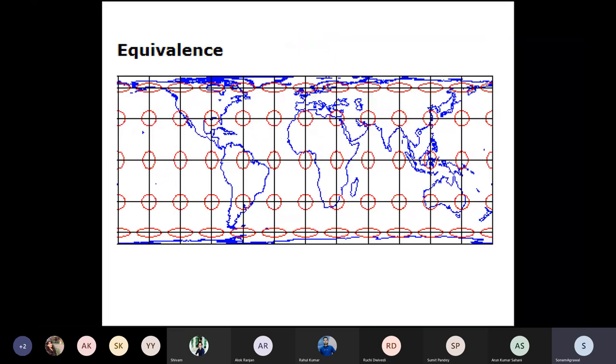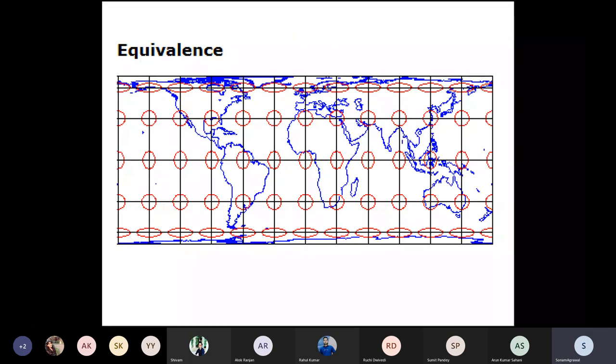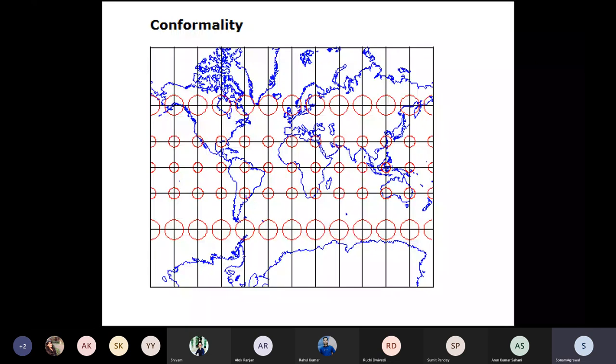Second type is shape preserving, which is also known as conformal projection or orthomorphic projection. They are also known as the Mercator projection. In this, the shape will be preserved, but you can see the area is getting completely distorted. The example of Iceland and Brazil was given to you, that Iceland appears even larger than South America. So this is what happens when a shape preserving projection system is used. The shape will be okay, but the area will get distorted.